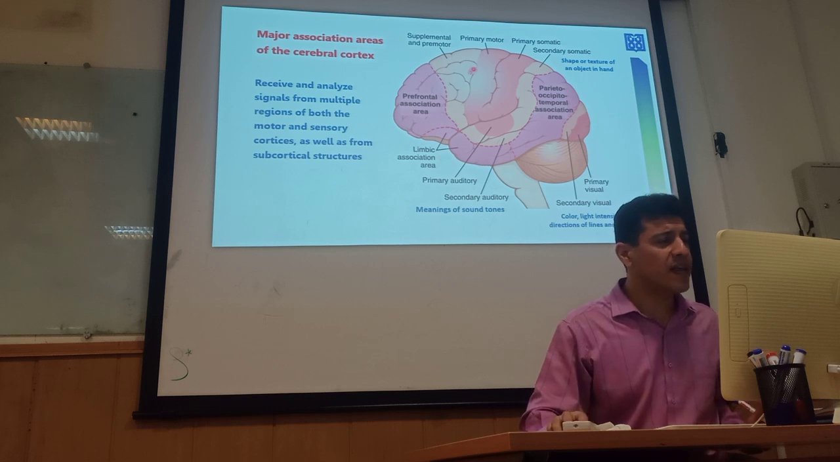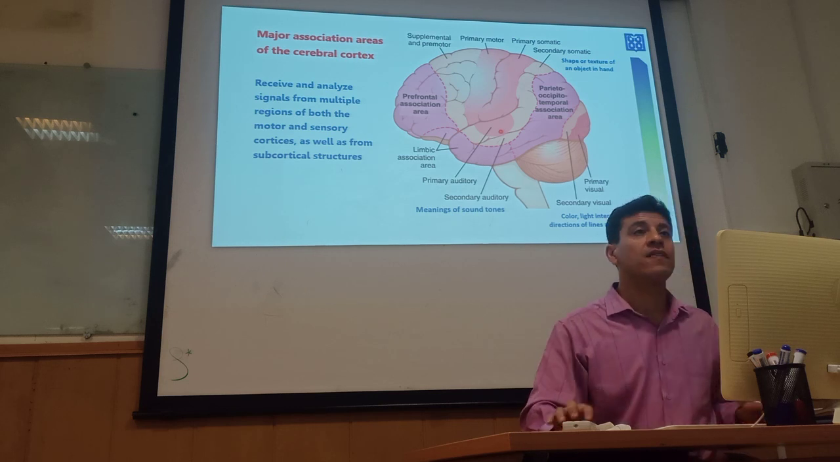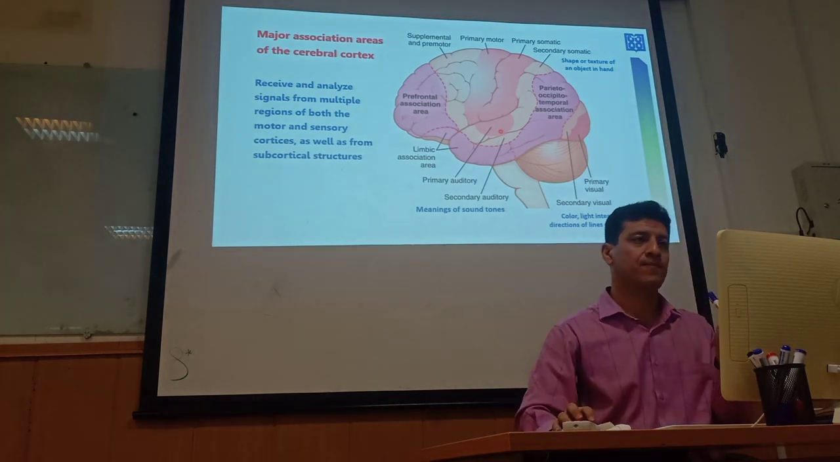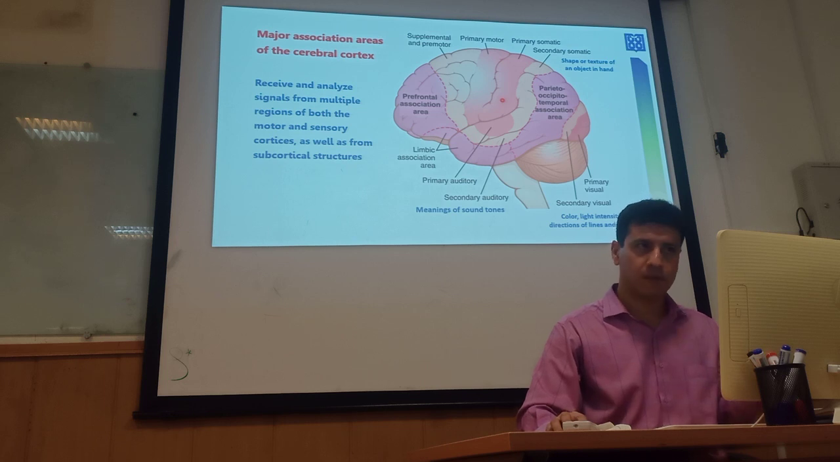So based on this, we can divide cortical regions into primary regions: primary somatosensory, primary motor, primary visual, primary auditory. When we say primary, it means they first receive the respective information from the thalamus. Somatic information first enters this area from the ventral posterior nucleus of the thalamus.